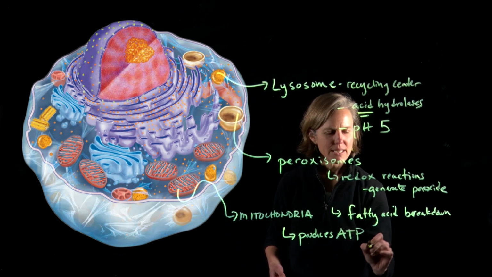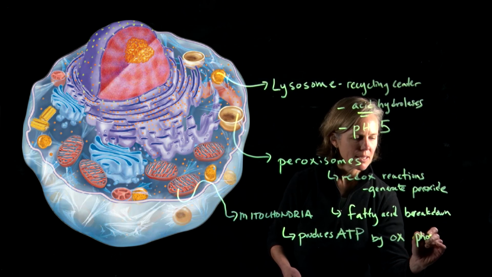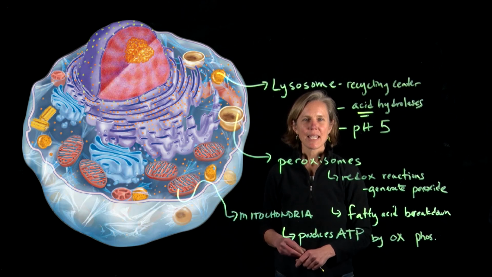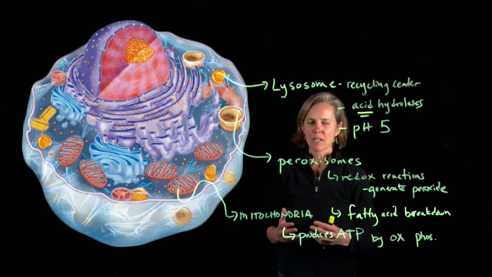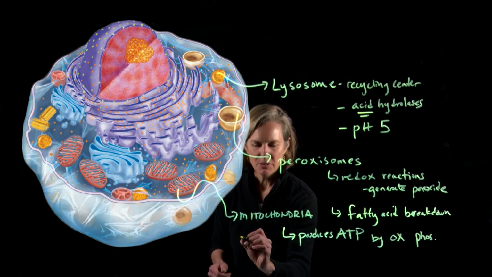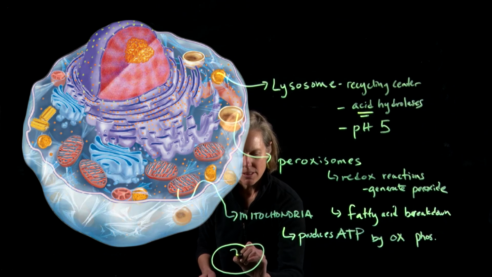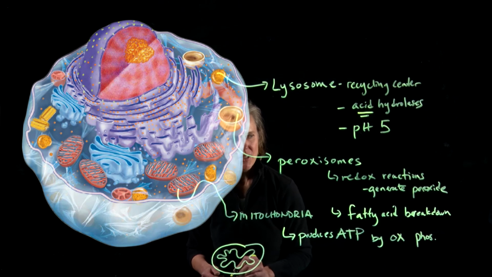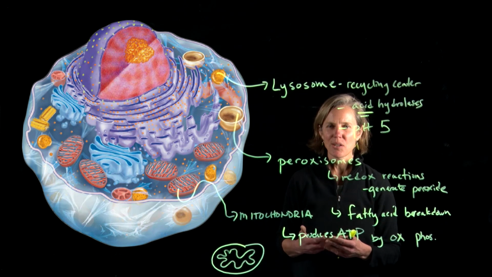So it produces ATP. I'm going to abbreviate oxidative phosphorylation as OXPHOS. Now, the mitochondrion is the second organelle that's enclosed by two membranes rather than one. Let me show you in a little bit more detail down here. There's an outer membrane, and then there's an inner membrane, also called the cristae, which has lots of surface area. It's highly invaginated, and that's where the enzymes that carry out oxidative phosphorylation are localized.